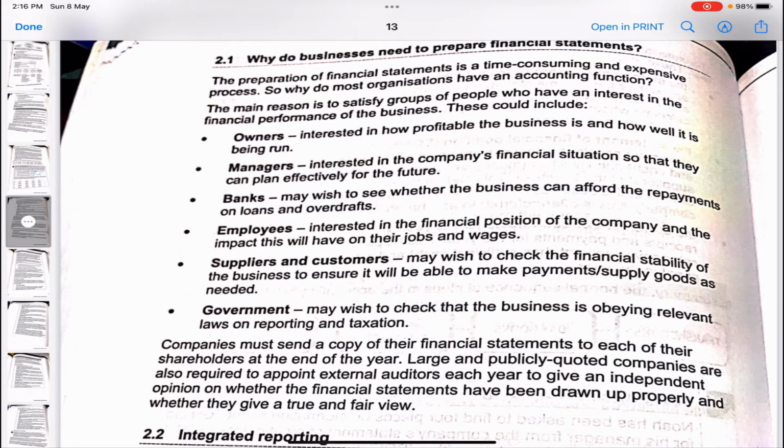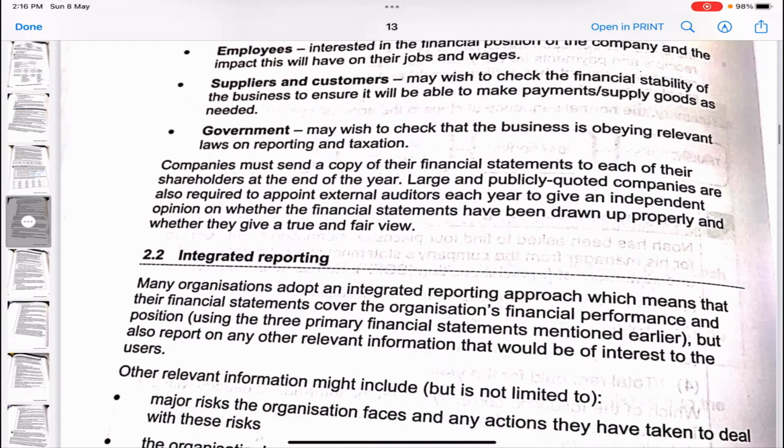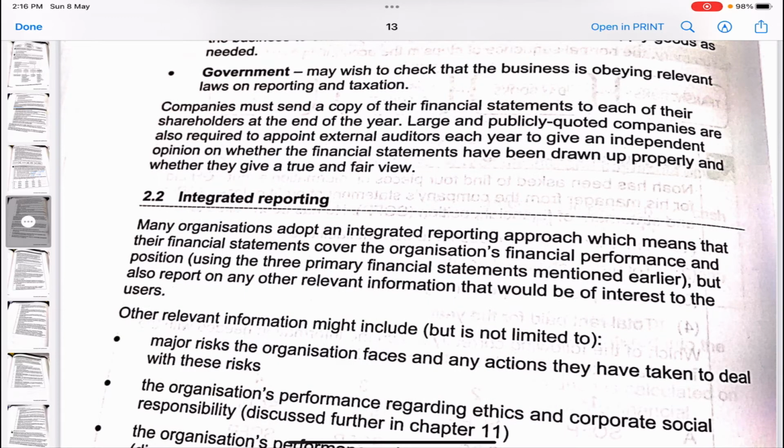How are the employees interested? Employees are interested so that they can see what impact it will have on their jobs and on their wages. And then we have suppliers and customers. Suppliers may wish to check the financial stability of the business to ensure it will be able to make payments and supply goods as needed. Government may wish to check the business is obeying relevant laws on reporting and taxation.